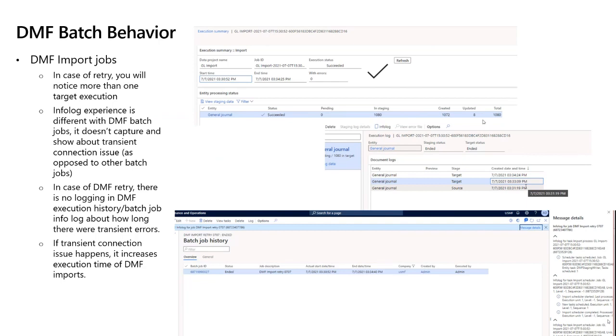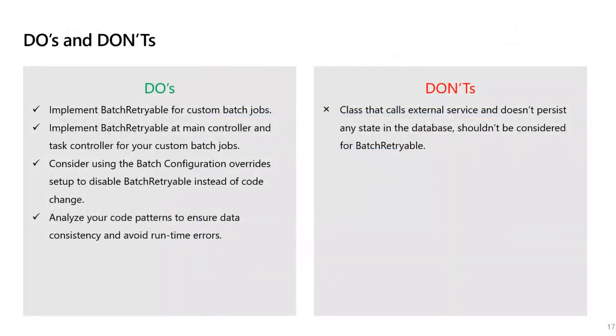However, there is one thing that we have, even if that happens, and if you go to the execution log, you won't see any error that we are logging about any transient failure happen or any retry happen. DMF is not logging that error. That error only logs if it's a source to a staging. So that's the behavior on the DMF side.